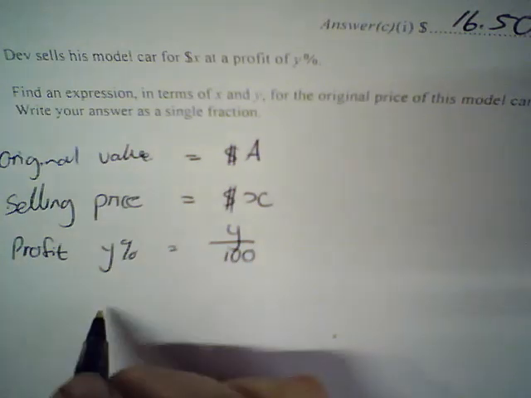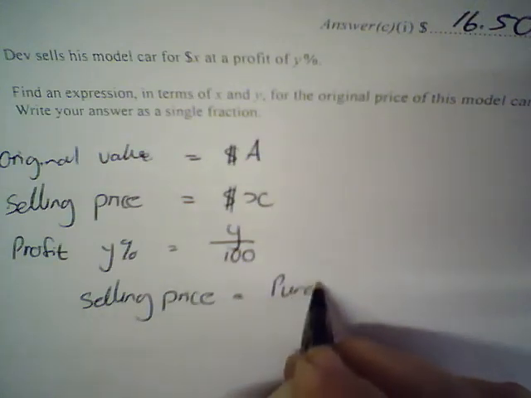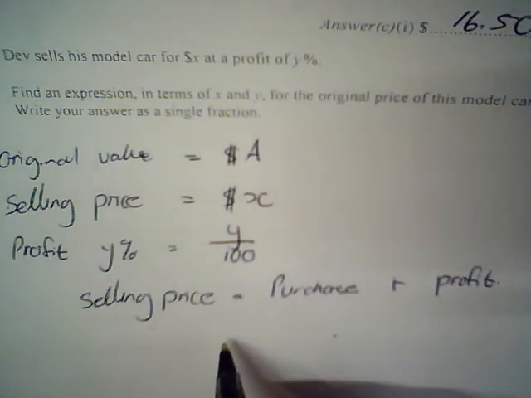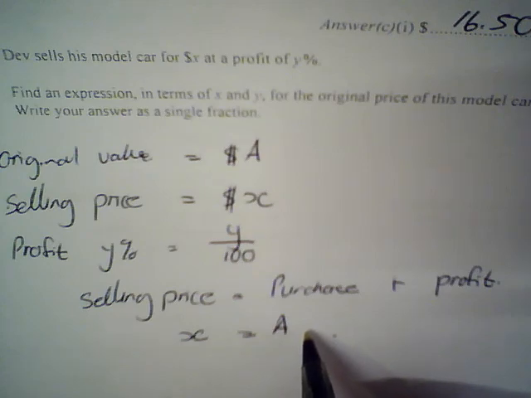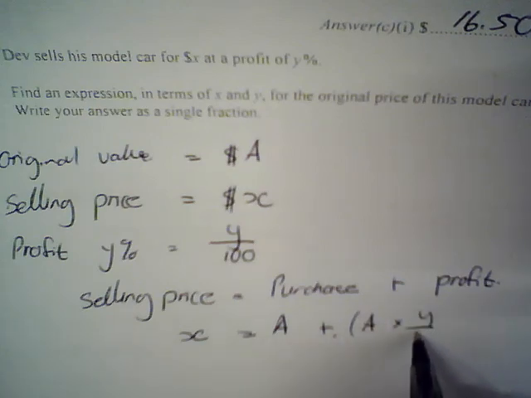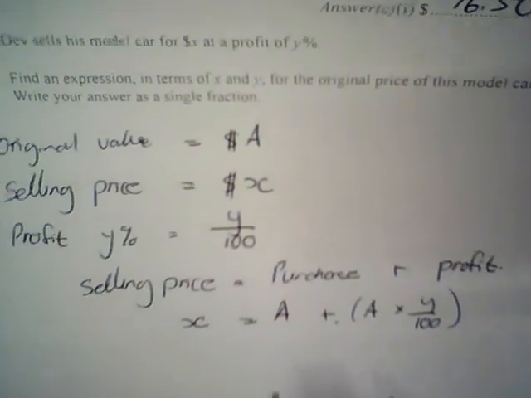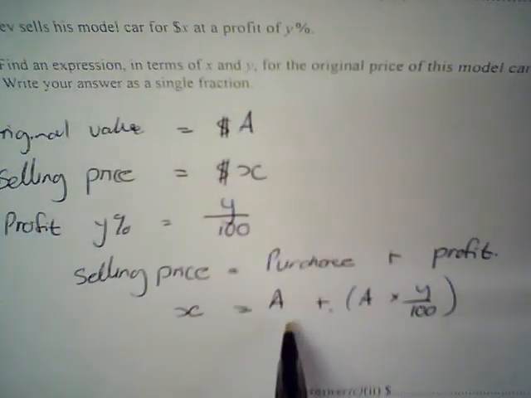Now, these two are equivalent statements. The selling price is the purchase price plus the profit. So our selling price is X. Our purchase price, or the original value, is A dollars, plus my profit. My profit is A times the profit rate, Y over 100. Now we just need to simplify. Actually, we just solve for A. For Dev's car, we've got to solve for A.